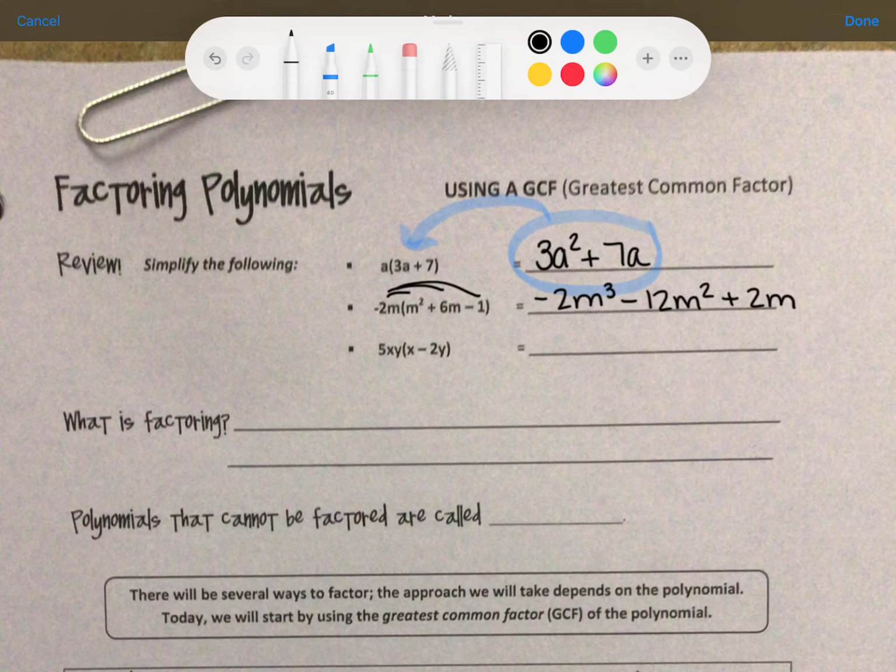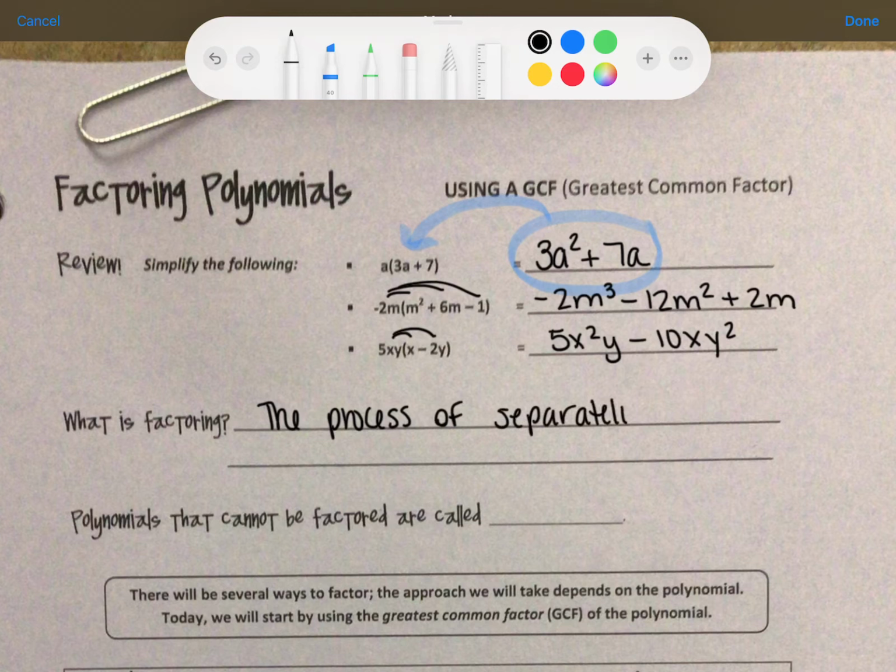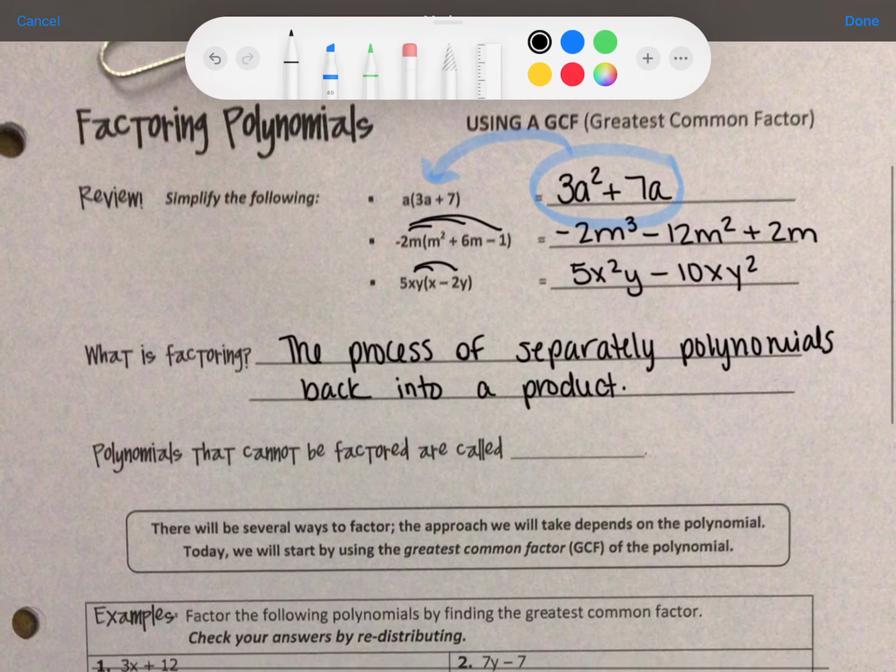And so today, like I said, we're going to start off with problems that look like these on the right, and we're going to end up with parentheses. And that method is called factoring. So what is factoring? It is the process of separating polynomials back into a product. And so our answers are going to have parentheses today, whereas last week we were trying to get rid of parentheses. Now we're going to be putting parentheses in.